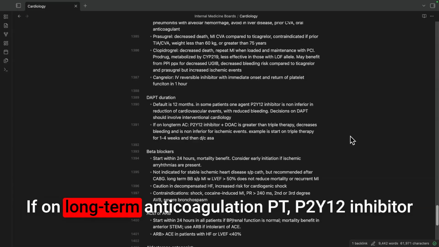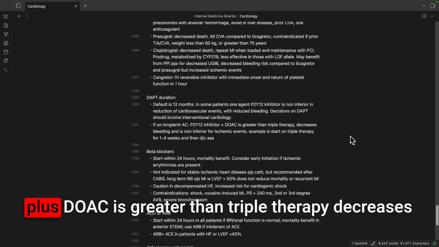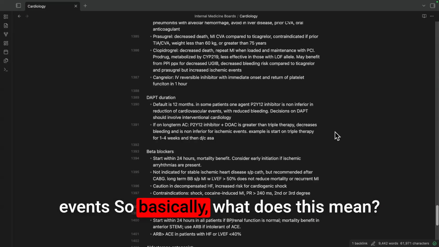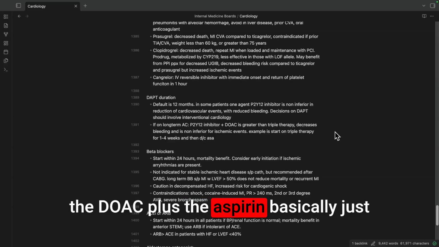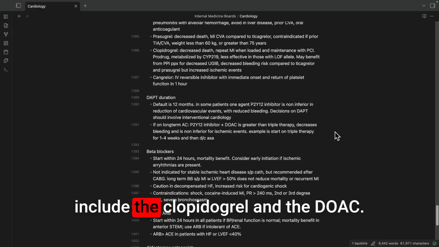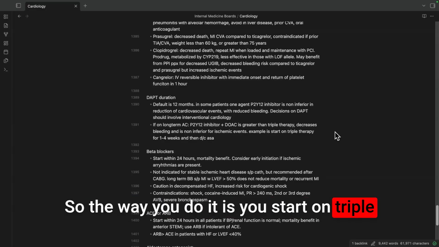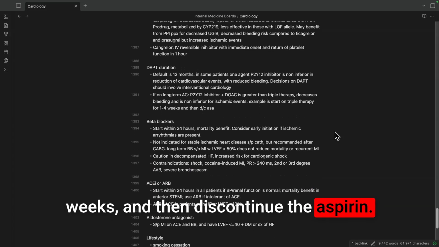If on long-term anticoagulation, a P2Y12 inhibitor plus DOAC is greater than triple therapy, decreases bleeding, and is non-inferior for ischemic events. So basically, what does this mean? Instead of adding the clopidogrel plus the DOAC plus the aspirin, basically just include the clopidogrel and the DOAC. So the way you do it is you start on triple therapy, including the aspirin for 1 to 4 weeks, and then discontinue the aspirin.